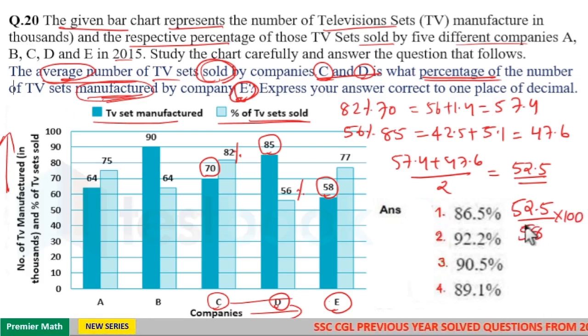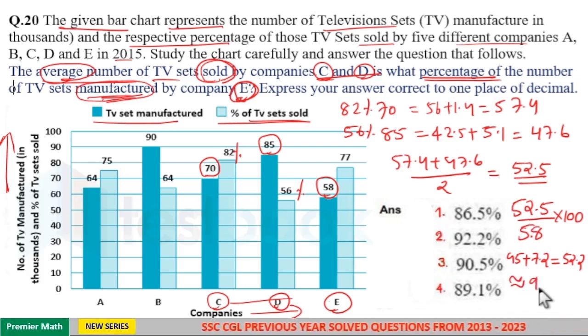Here 10% of 58 is equal to 5.8. Then 90% is equal to 9 into 5, 45 plus 9 into 0.8, 7.2. That is equal to 52.2. Now you can see this is 52.5. So this is around 90%.